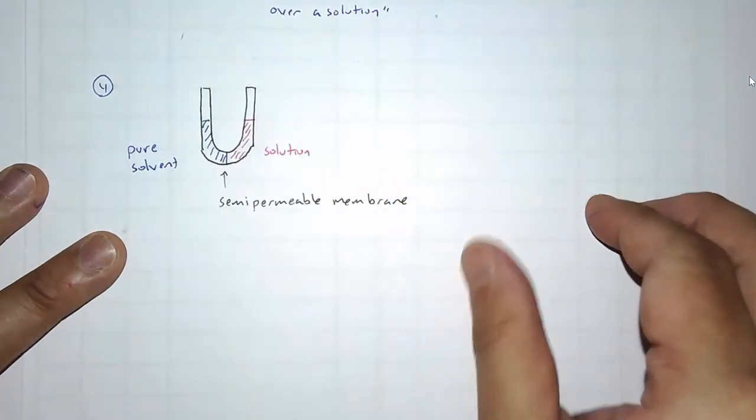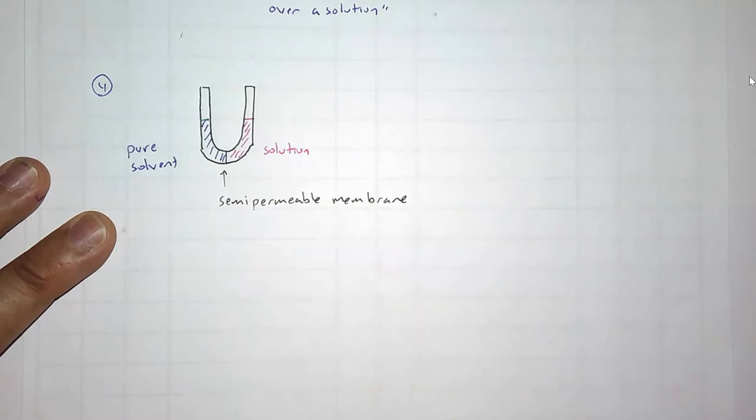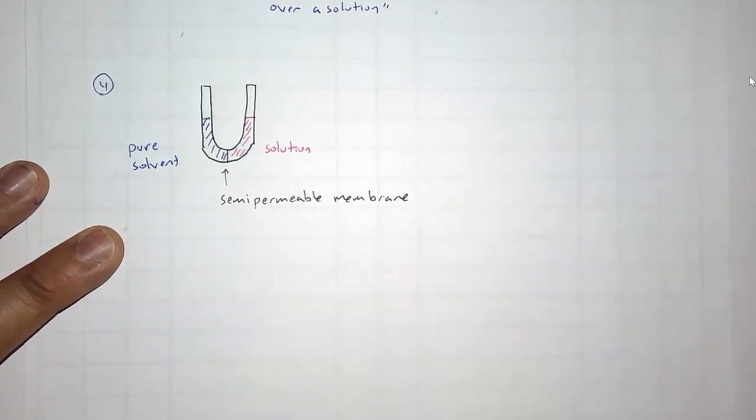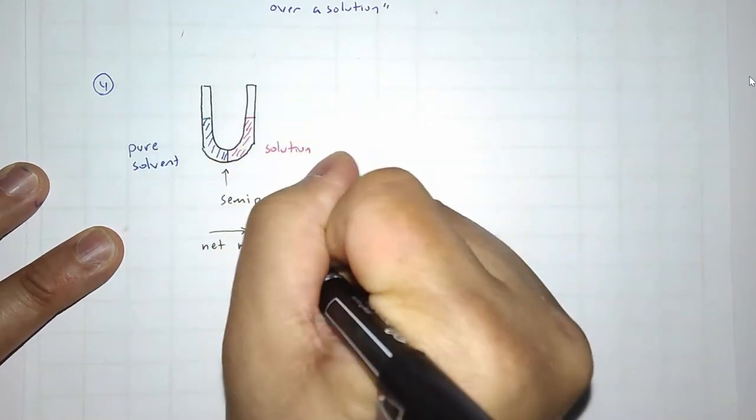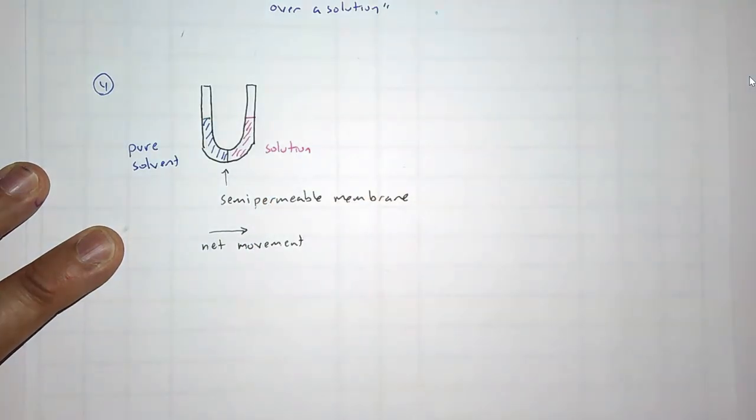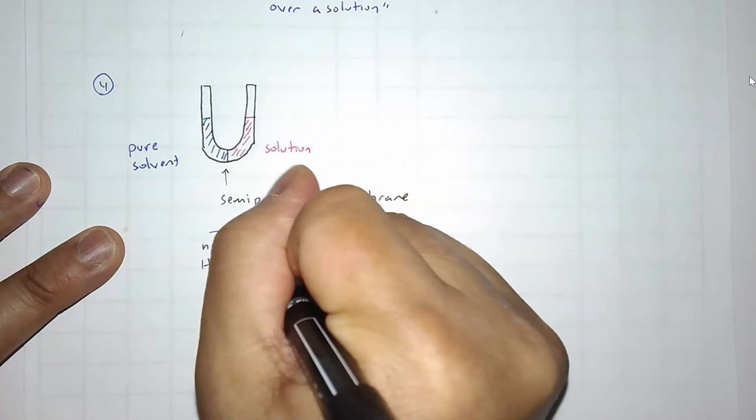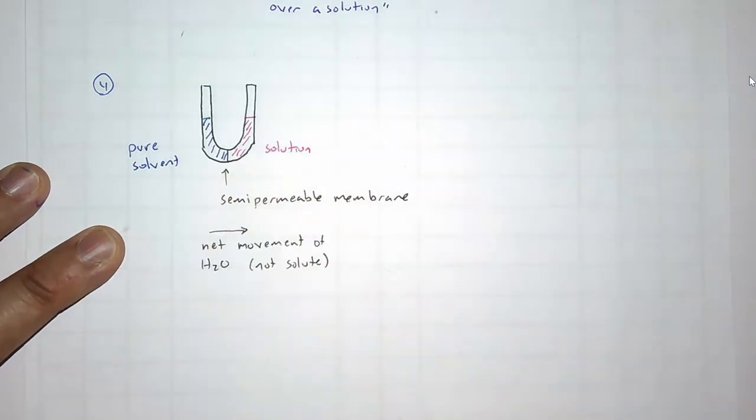You're probably familiar with the idea that if you put a red blood cell in a pure solvent, pure water, then water's going to rush into that cell to try to equalize the salt content inside and outside of that cell. That's osmosis, right? The water is being moved to equalize the concentrations. So in this case, we have water going from the left to the right. That's the net movement of water. Because it's a semi-permeable membrane, only the water moves, not solute. So all the solute will stay on the right side.